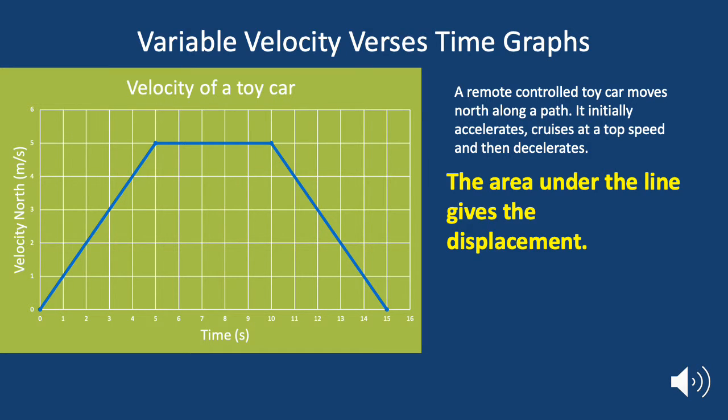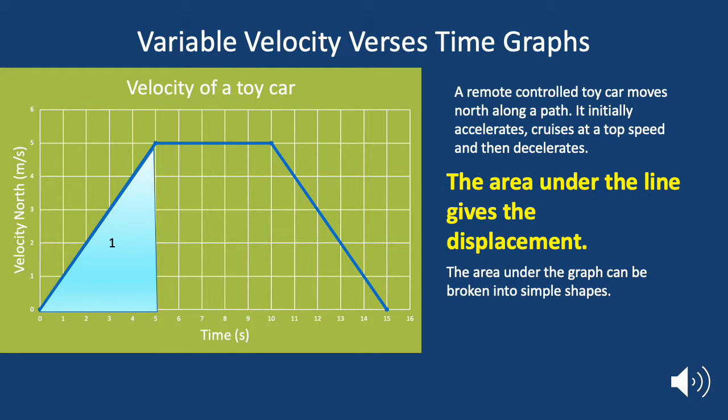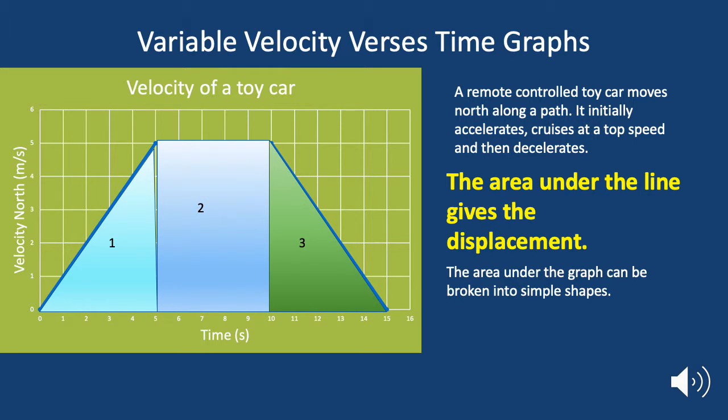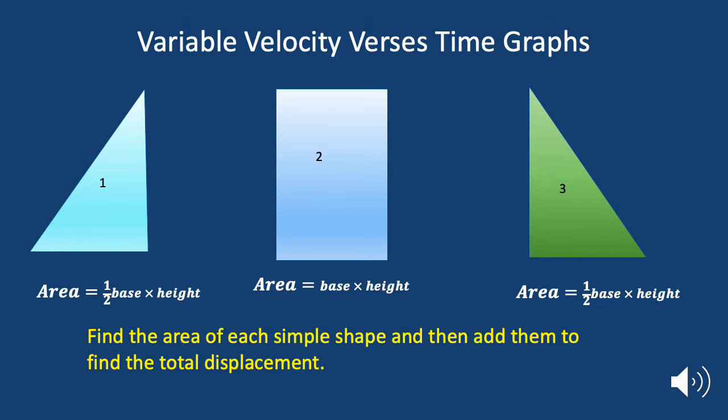Now, we've just said that the area under the line gives the displacement. But this isn't a convenient rectangle. This is a slightly more complicated shape. So what are we going to do? Well, the area under this shape can be broken into simple shapes. And when I look at this shape, I see a triangle, a rectangle, and another triangle. So we can break our more complicated shape into simple shapes. And then all we have to do is find the area of each of those, add them together, and we'll get the total displacement. So we'll do that.